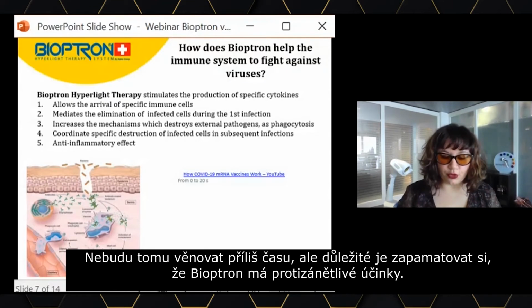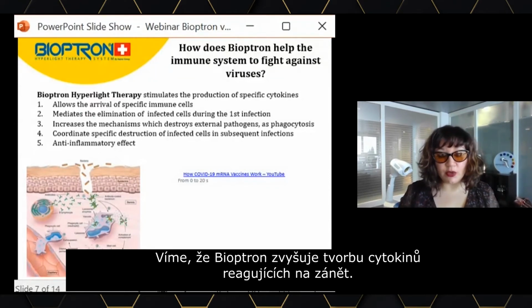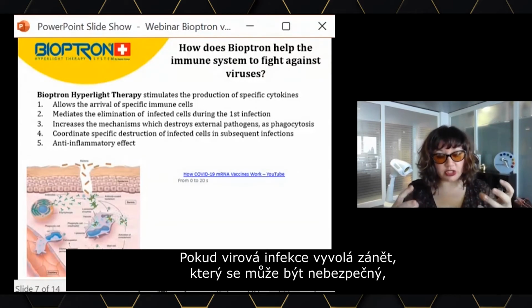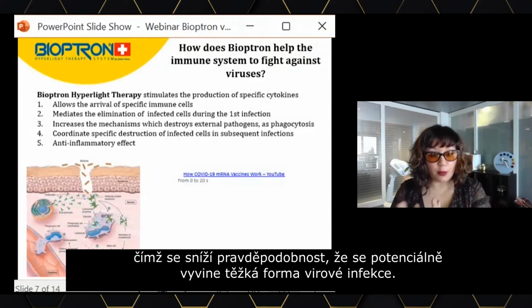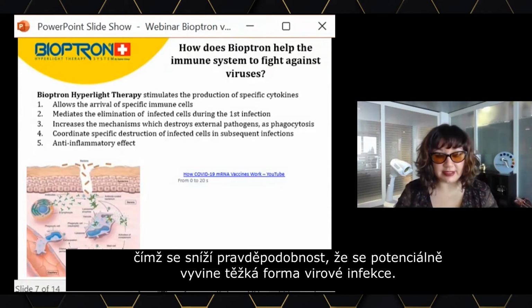And also very important, and I will not spend so much time on that, just remember that Bioptron has anti-inflammatory effects. We know that Bioptron is increasing the anti-inflammatory cytokines. So when this viral infection is producing an inflammation that can become dangerous because it becomes chronic, Bioptron compensates for that. Bioptron will decrease this inflammation, decreasing the probability, perhaps, of developing a severe form of viral infection.